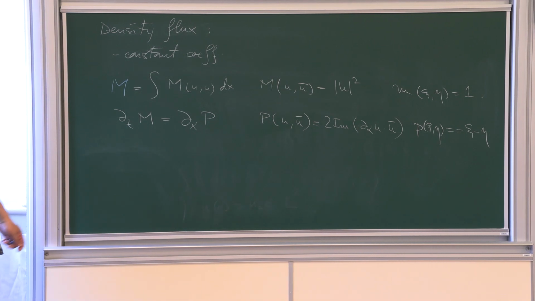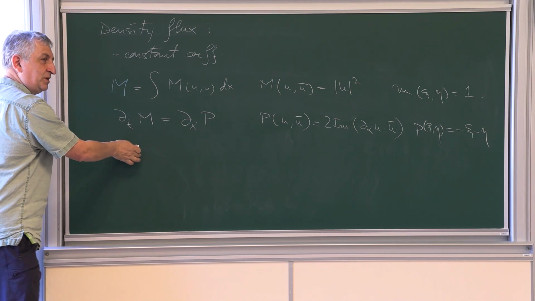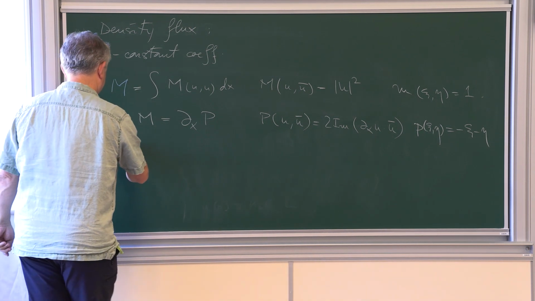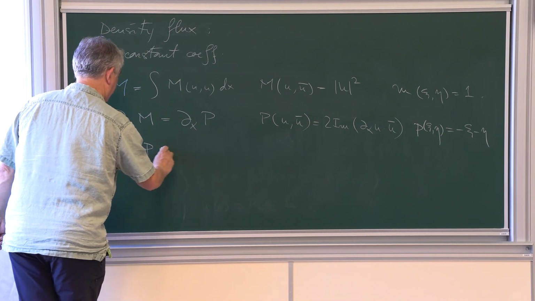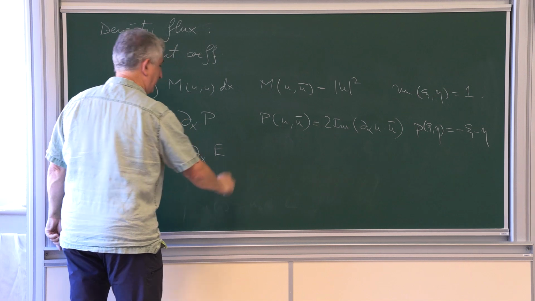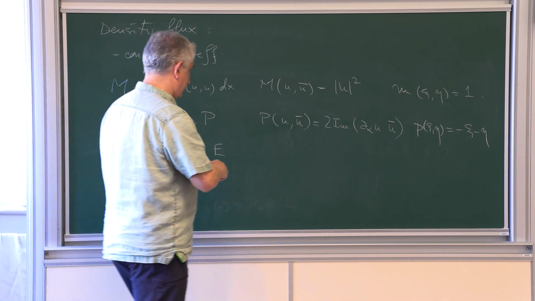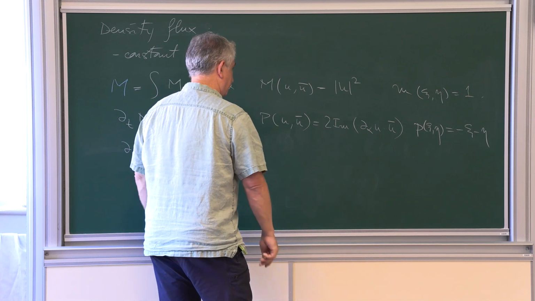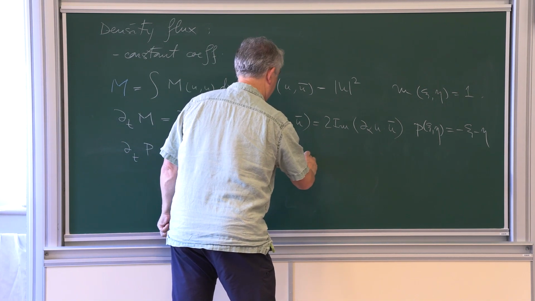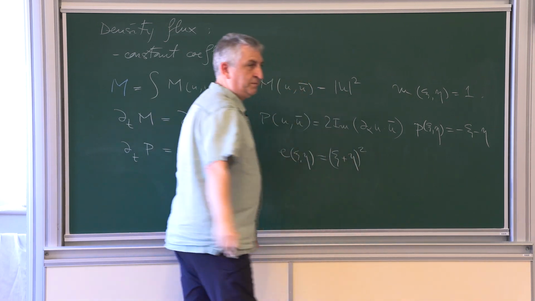All right, so this is our first conservation law for the mass. And we also need the next conservation law for the momentum. So that's d_t of P is equal to d_x of, let's call this E, that's at the level of the energy, where, let me just say that E of xi and eta is xi plus eta squared.